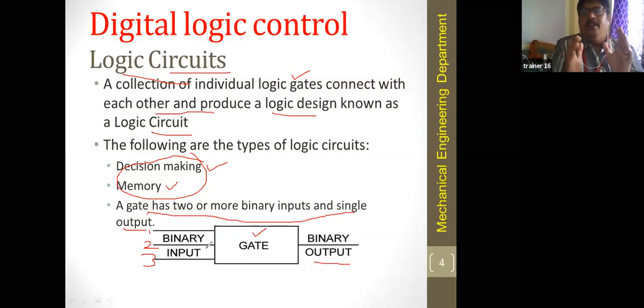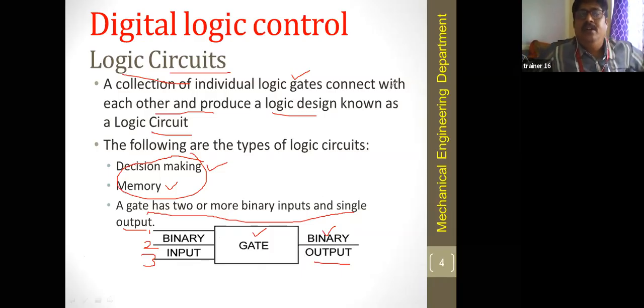Here for a gate, if you give one or more than two inputs, maybe one or two, maybe more inputs, we have to give them to the gate. Inputs means binary inputs here. Remember this point, binary inputs. Binary inputs means 0 or 1, and we can get only one output from the gate. The output is also a binary output. Binary output means it is also a 0 or 1.